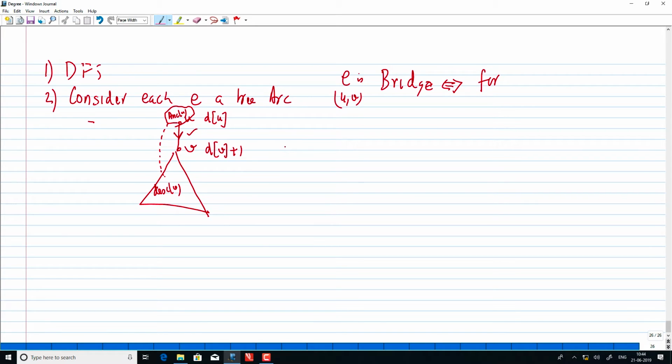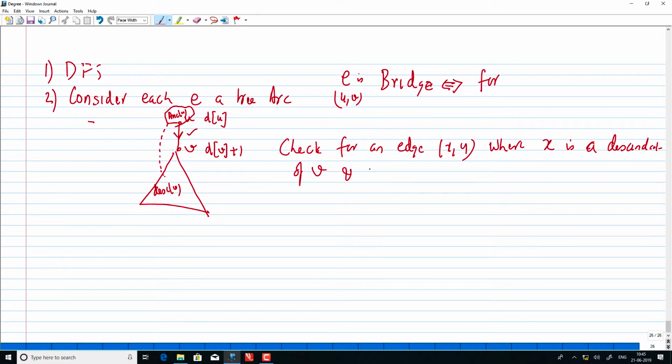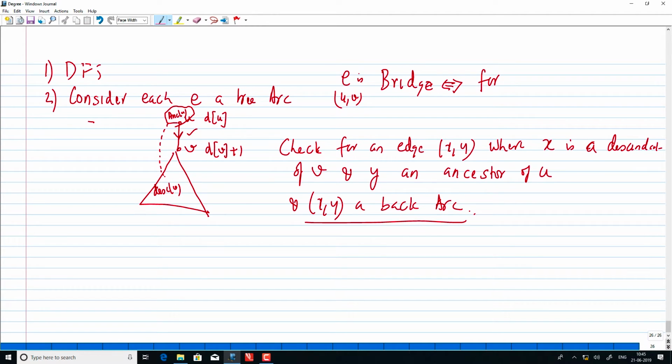So check for an edge xy where x is a descendant of v and y an ancestor of u and xy a back arc. Well, that's a bit redundant, but I can say it. If you don't find this, then it is a bridge.